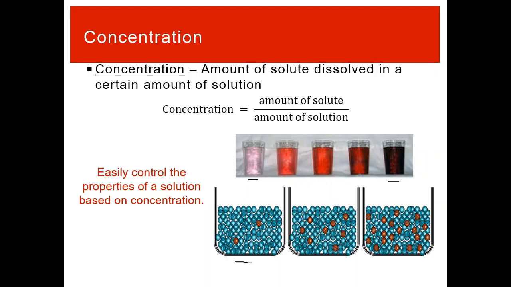Is there barely any solute particles moving around, or are there a lot? And we use this concentration, and we always get a ratio. It's amount of solute per amount of solution. So this is going to be a ratio that is always going to let us talk about how much stuff is dissolved in a given volume of solution.